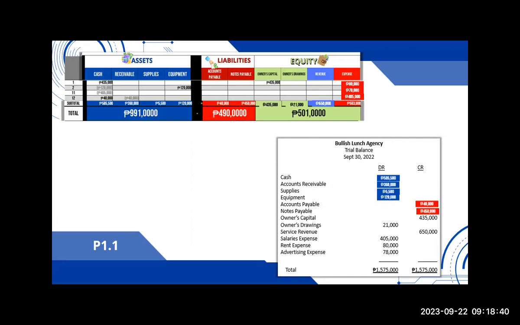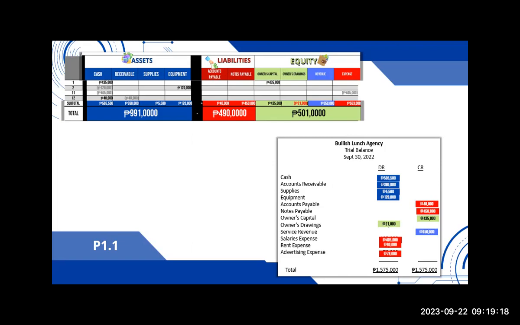The normal balance is credit. So credit 435,000. Owner's drawings of 21,000 is a debit. And then revenue, ang ano niya is credit ulit, 650,000. And then finally, you'll have your expenses of debit of 405,000 for salaries expense, 80,000 for rent expense, and then 70,000 for advertising expense.